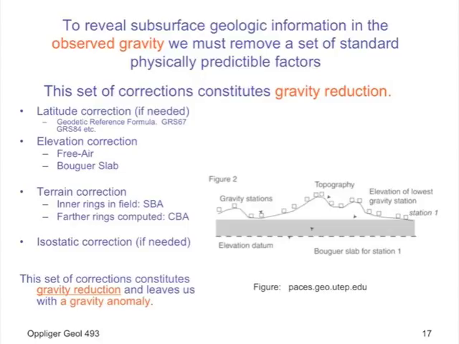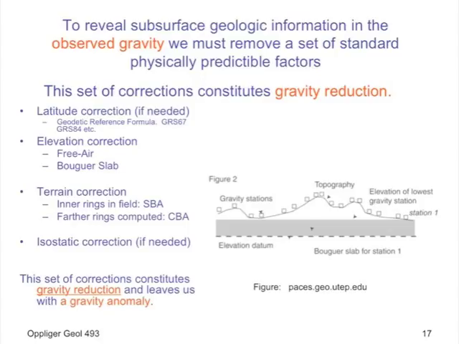Okay, so the second part of it is then how do you look for gravity anomalies that tell you about the subsurface? Okay, so there's a set of standard physically predictable factors that most of them depend essentially on elevation and topography. Those physically predictable factors, we want to remove them from our absolute measurement. And we'll see what remains is going to be a gravity anomaly.